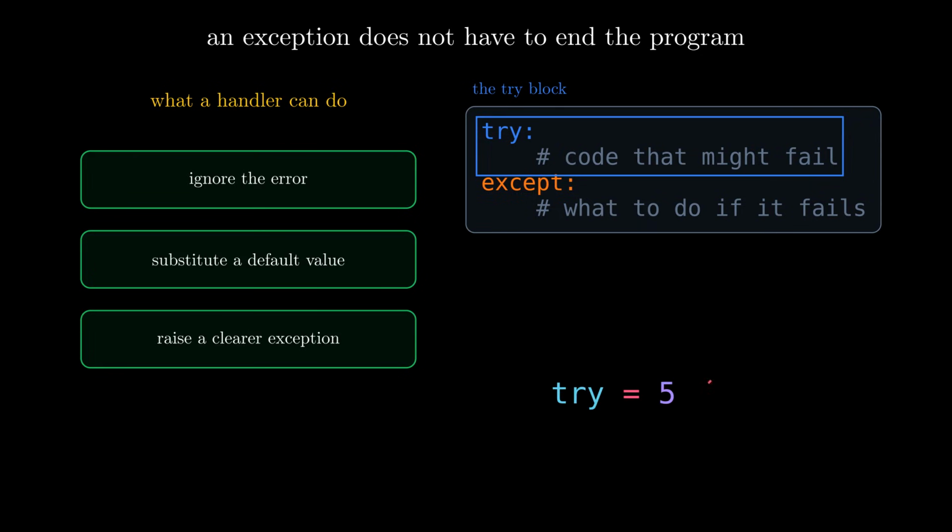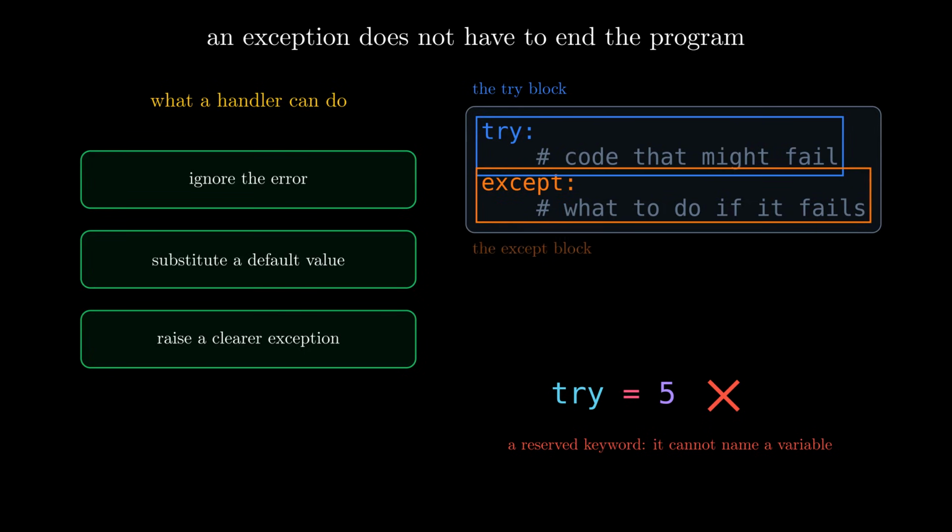Try is a reserved keyword. Naming a variable try is illegal, and an editor colors it like any other keyword. The lines inside are ordinary code. The except block underneath holds the response. What to do if those lines fail?